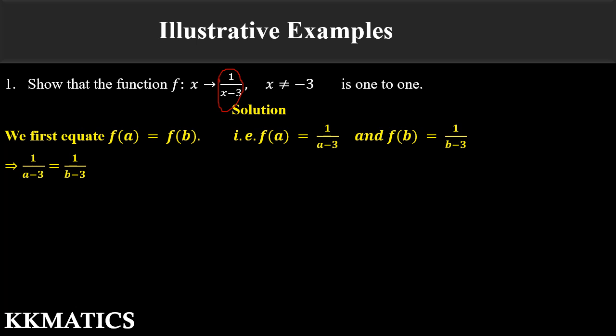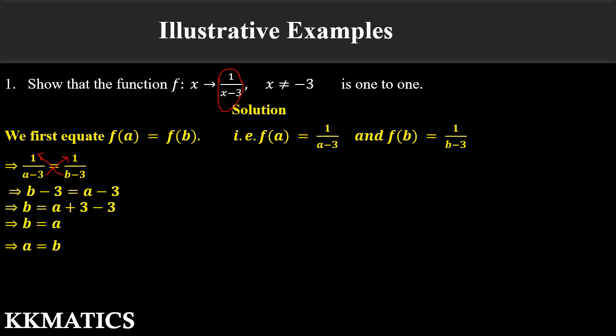The next thing we do is to cross multiply. In cross multiplying, the b minus 3 goes to multiply the 1 at the left hand side, and then a minus 3 goes to multiply the 1 at the right hand side. By so doing, we have b minus 3 equal to a minus 3. And as we know, this minus 3 goes to the right hand side and becomes positive, and we end up cancelling the 3. This leads us to having a equal to b. b equal to a is the same as a equal to b.